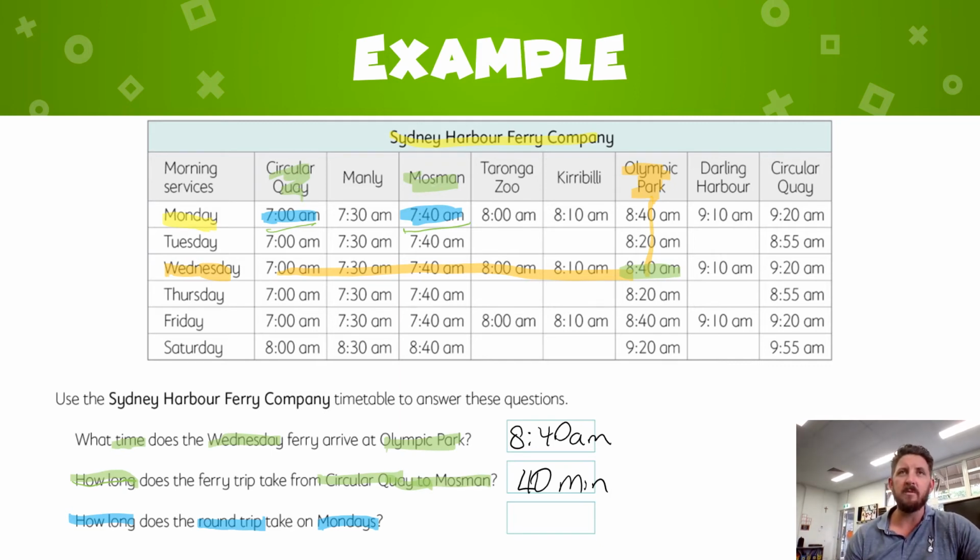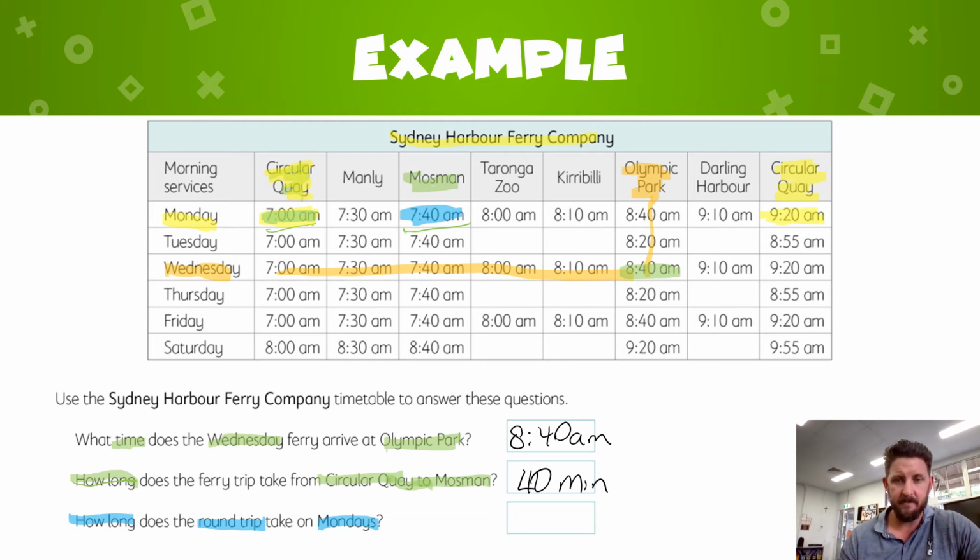Now, it's important to know what a round trip means. A round trip means that it would start somewhere, it would go to every single stop and come back to where it started from. It may not be a perfect circle, but what it means is it goes all the way out and comes back to the same place. So the only place here that I can see that it comes back to is Circular Quay.